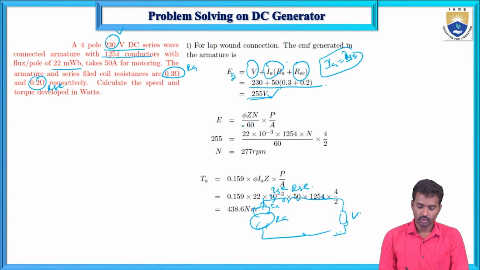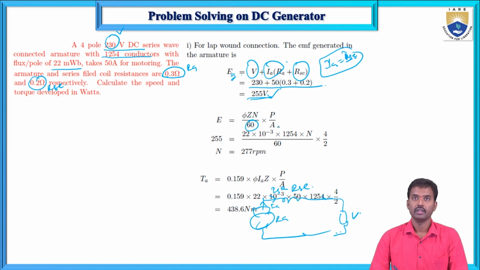Now Eg equals ZNφ divided by 60 into P by A. Here, lap connected or wave connected? It is wave connected, so A equals 2.